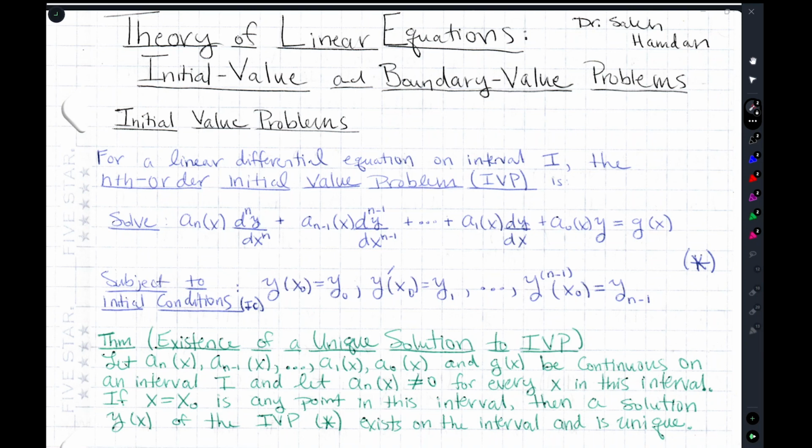And now we're going to bring this all together, this general theory, to look at initial value problems and boundary value problems. We pay particularly close attention to initial value problems, although we will discuss boundary value problems briefly. So what is the initial value problem?